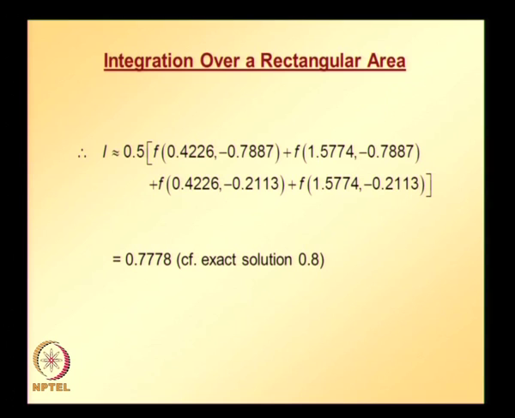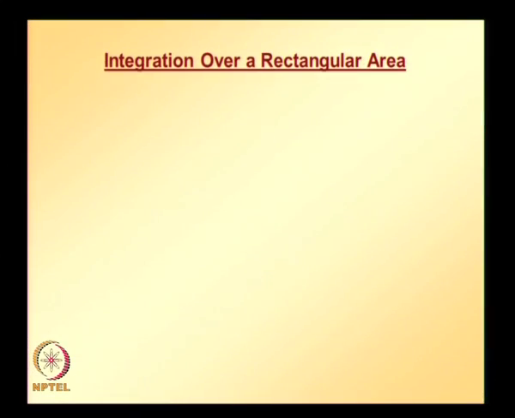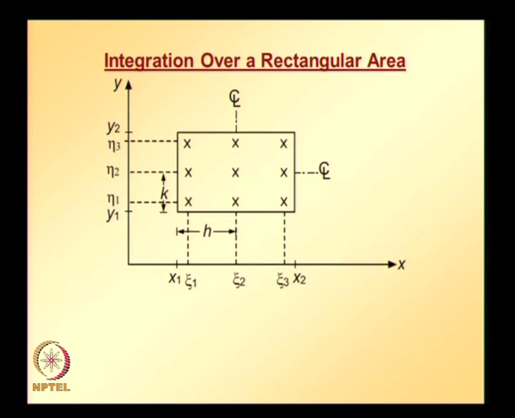Here we used 2 points along x direction, 2 points along y direction. So now let us see how to evaluate integration over a rectangular area if we adopt 3 integration points along x direction and y direction. So we have 3 points along x direction, that is psi 1, psi 2, psi 3, along y direction eta 1, eta 2, eta 3, and again similar to the previous case, half the dimension along x direction is denoted with h, half the dimension along y direction is denoted with k.